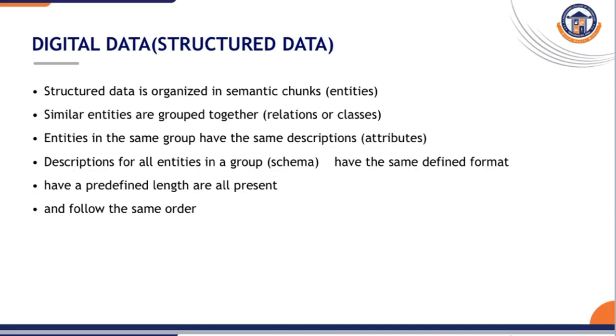Structured data is organized in semantic chunks, which are said to be entities. Similar entities are grouped together like relations, classes, etc. Entities in the same group have the same descriptions. Attributes and parameters are said to be the same descriptions, and the descriptions of all entities in a group have the same defined format. They have the same schema for the entities, a predefined length, and also follow the same order.